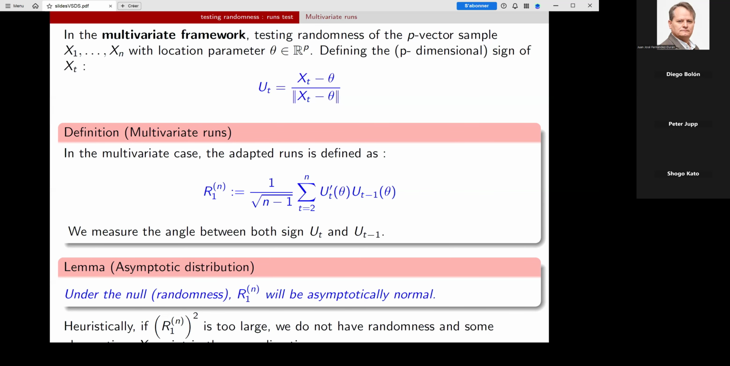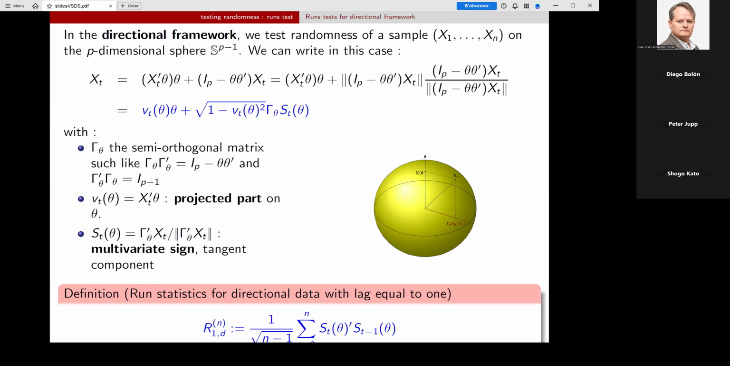Okay, but for the directional framework, we all know that when we have a sample on the sphere, xt, we can always decompose it into two parts. The first part, I will call it Vt, is the projected part, and St will be the multivariate sign, the tangent component. Here, gamma theta is the semi-orthogonal matrix. So we will just adapt the run definition with this. We replace ut by the multivariate sign in the directional data. So here you have the definition of R1.